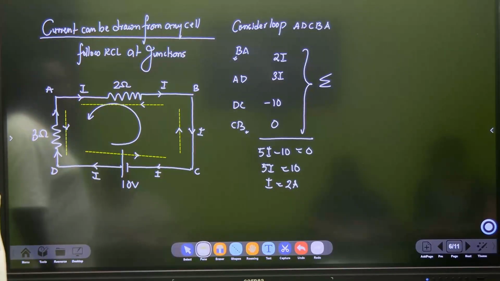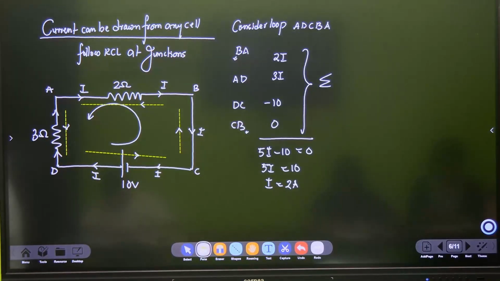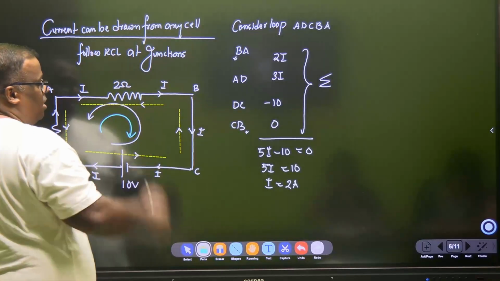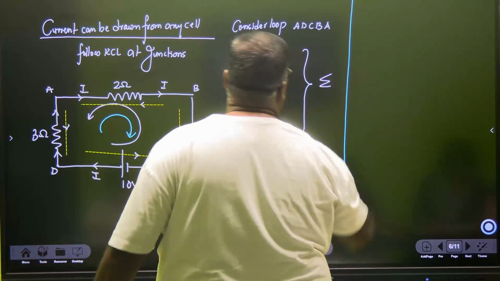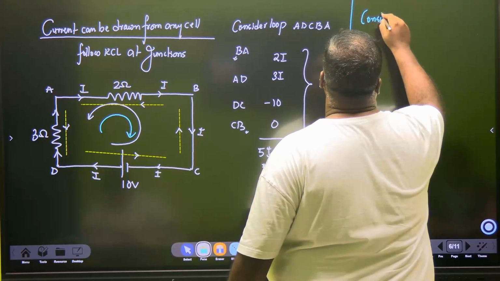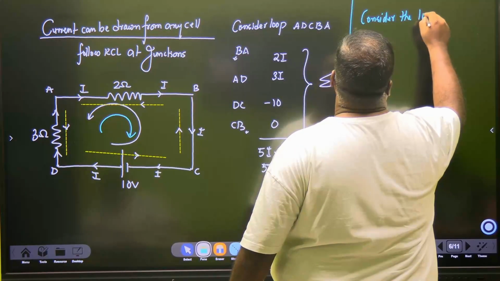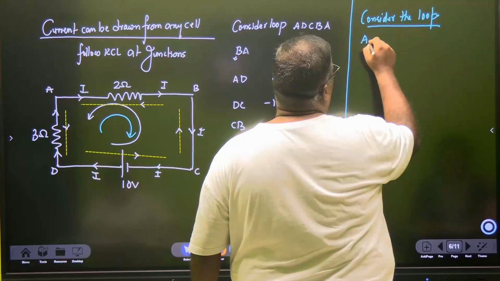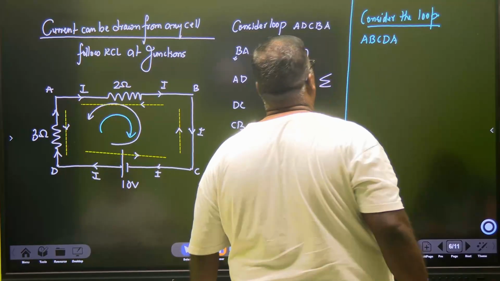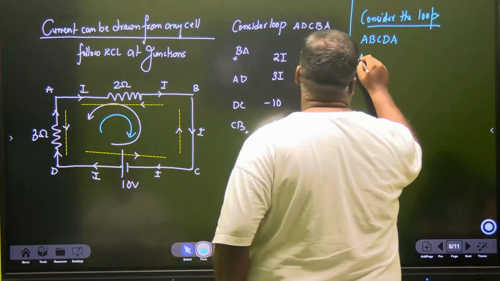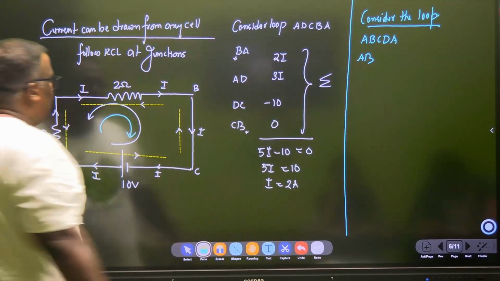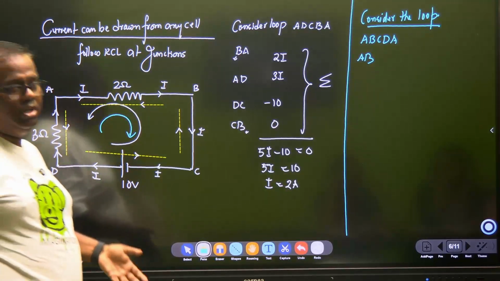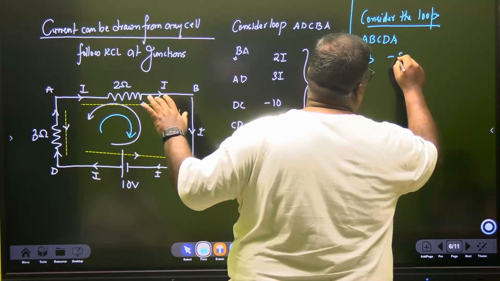So the current running through each resistor is how much? 2 ampere. Right, children? Let's also do it now in this manner. So consider the loop. What loop are we taking now? We are taking A, B, C, D, A. Clear, beta? So let's look at AB. If I now look at AB, I am traversing in this direction. Current is also going. My potential is falling down. So I have a negative 2I.